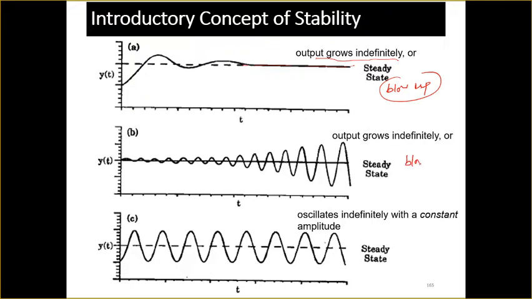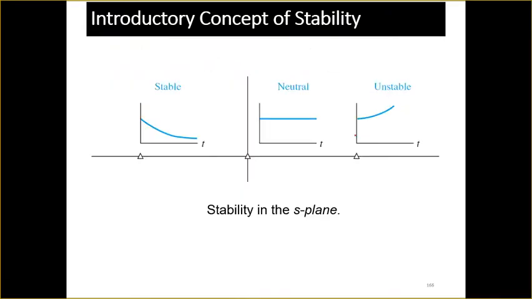However, this is the blow up, and here it oscillates indefinitely but with a constant amplitude. So which type of system is called stable? This system is known as stable. However, this is unstable, and such type of system is known as oscillatory, marginally stable. What do you understand by this stability? We will discuss here. Okay, so stable, neutral, or you can say marginally stable, right?